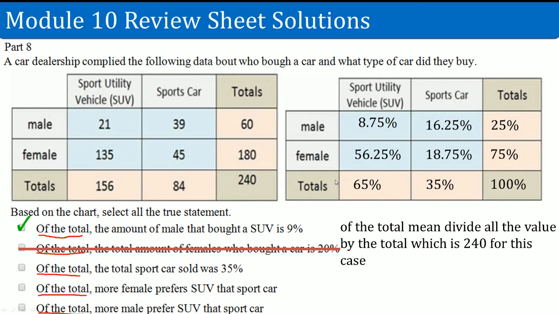Of the total, so you're looking at total, the total sports car is 35%. Yep, sports car total, that's correct. Of the total, more females prefer sports car. So let's see, female. Do females prefer sports cars or SUV? They do prefer SUVs, so that is correct.